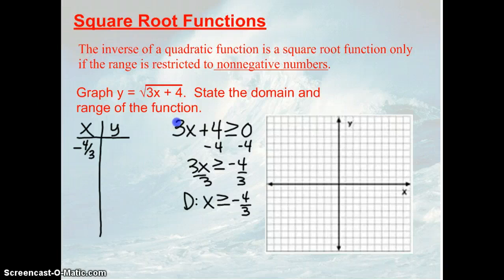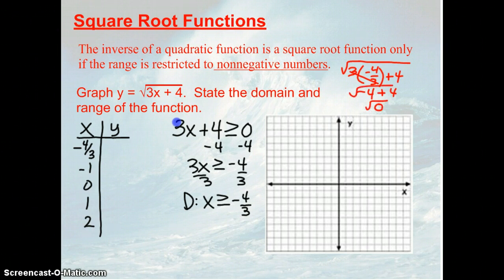And then we're going to choose numbers that are larger than that, because they have to be greater than that. Just a couple is fine. Then we start plugging those values in to our equation. Square root of 3 times negative 4/3 plus 4. 3 times negative 4/3, the 3's cancel. Negative 4 plus 4 is 0. Square root of 0 is 0.